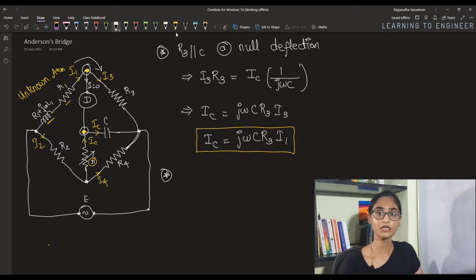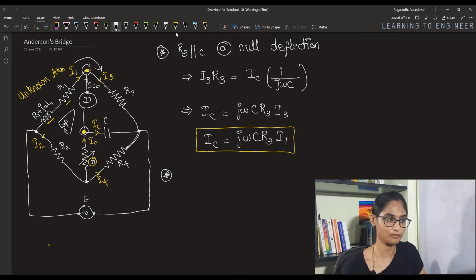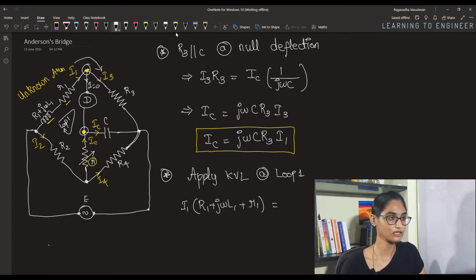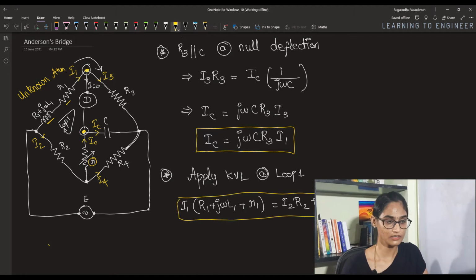And also, during null deflection, this loop will be closed. If we apply Kirchhoff's voltage law through this loop, let me call this loop 1. So, I am going to apply KVL at loop 1. I1 into R1 plus j omega L1 plus small r1 is equal to I2 R2 plus IC into small r. Let's also have this aside. I am marking this equation to be the second equation and this one to be the first equation.